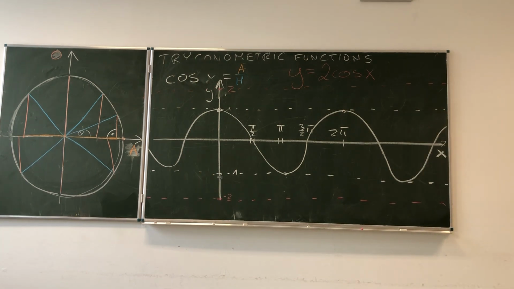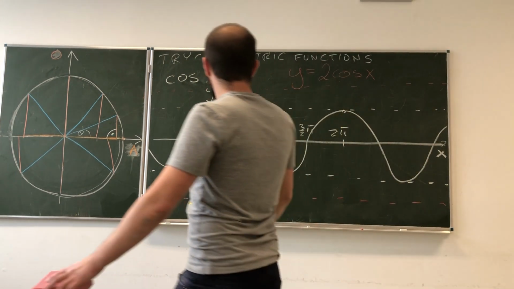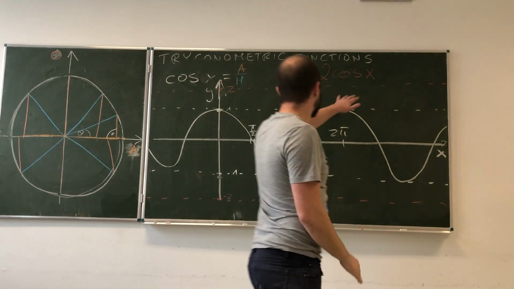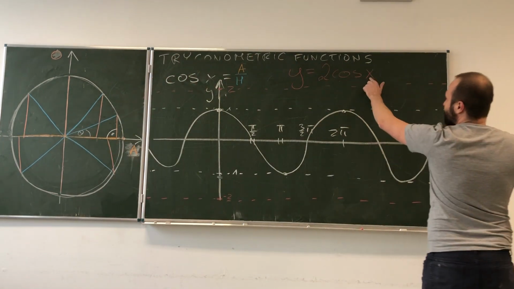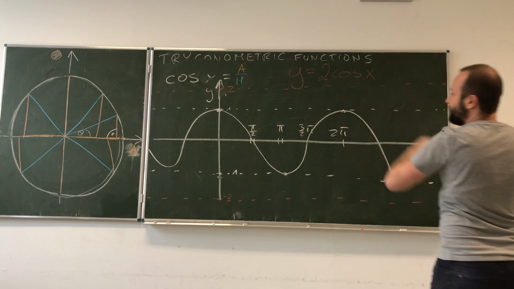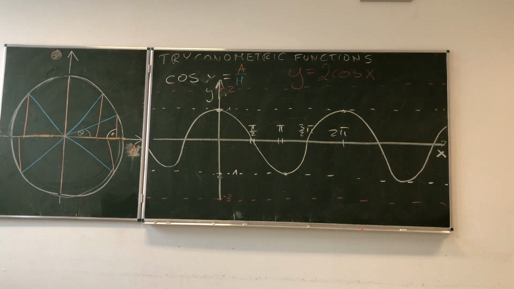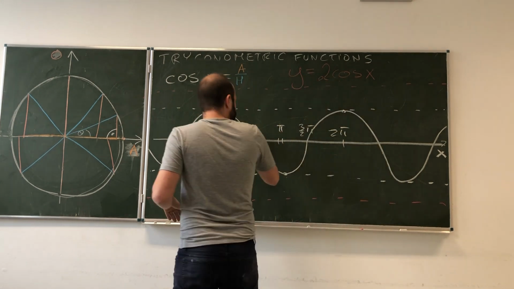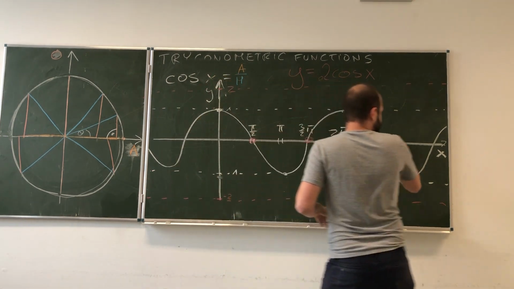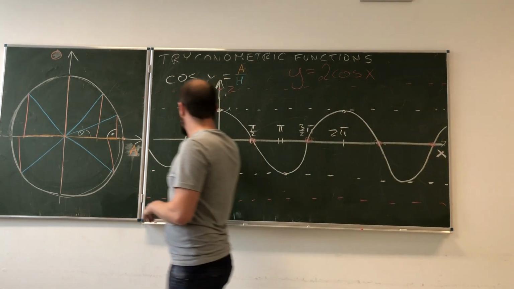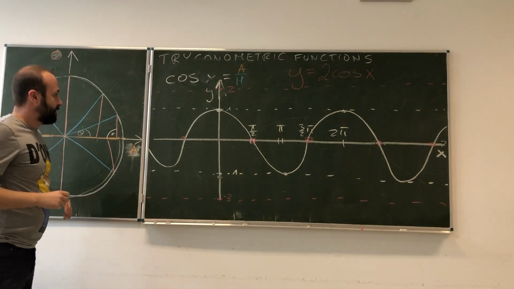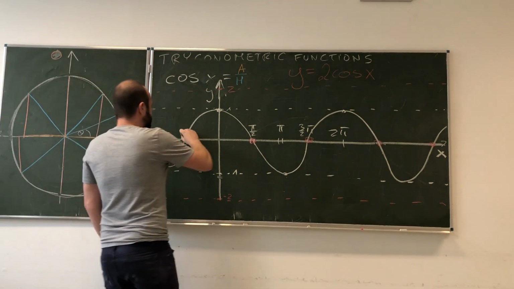Also, because we know that if the highest value used to be 1, now it can be 2. The lowest, negative 1, now it's going to be negative 2. And 2 times 0 is still 0, right? So zeros are going to stay in the same locations. So, how should I draw this function now?